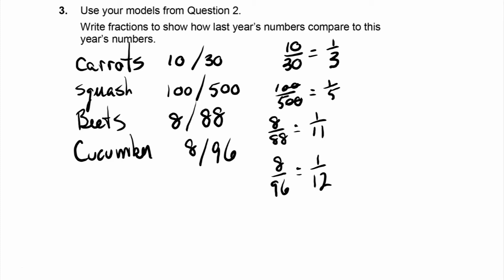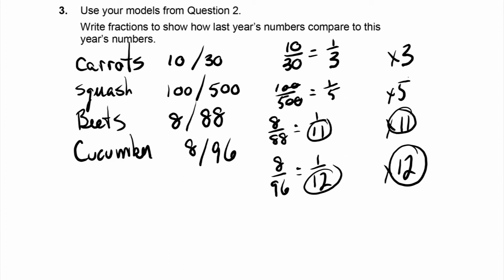When you go back to our initial problem, we were told that we have 3 times as many carrots in the second year, 5 times as many squash, 11 times as many beets, and 12 times as many cucumbers. So you can see that these numbers all match up.